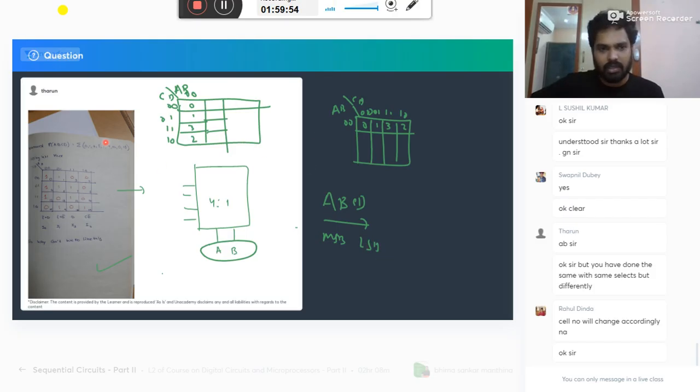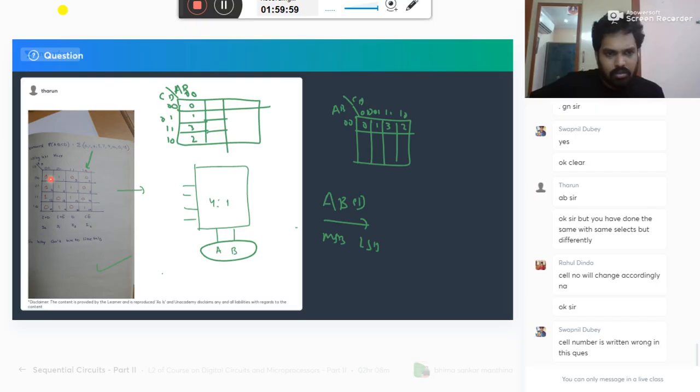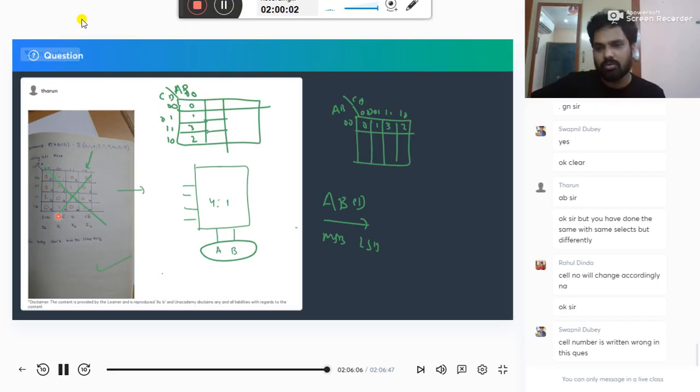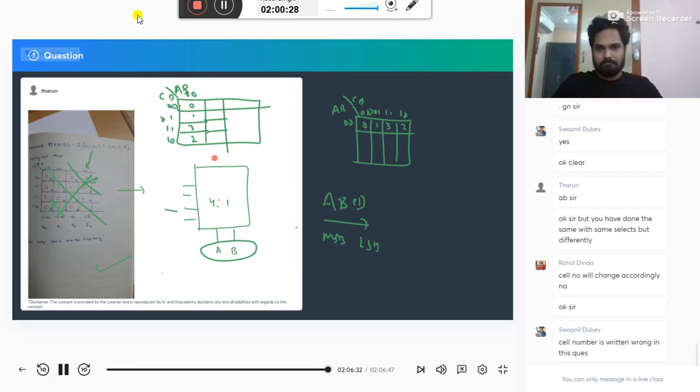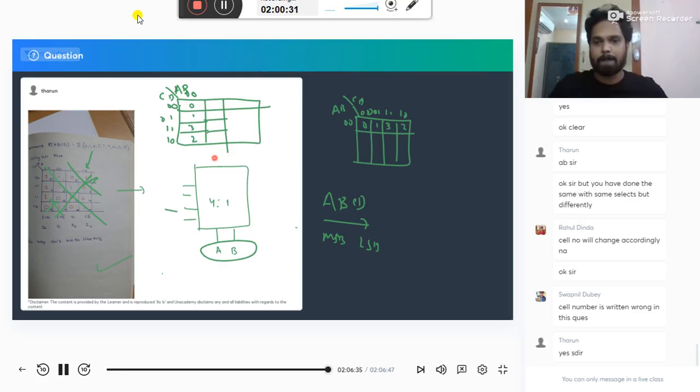Okay, if you are making the min terms here, maybe he did it wrong also. If A is MSB, yeah, 0, 1, 0, 0 is 4 taken. No. The cell number is written wrong, Swapnil. The process is correct. Who is that? Tarun. The process is correct, but the cell numbers are wrong. Okay, if you want to take it, take it like this. Then you should mark it, then that will give you the inputs. Are you there, Tarun? Is it clear or your doubt?